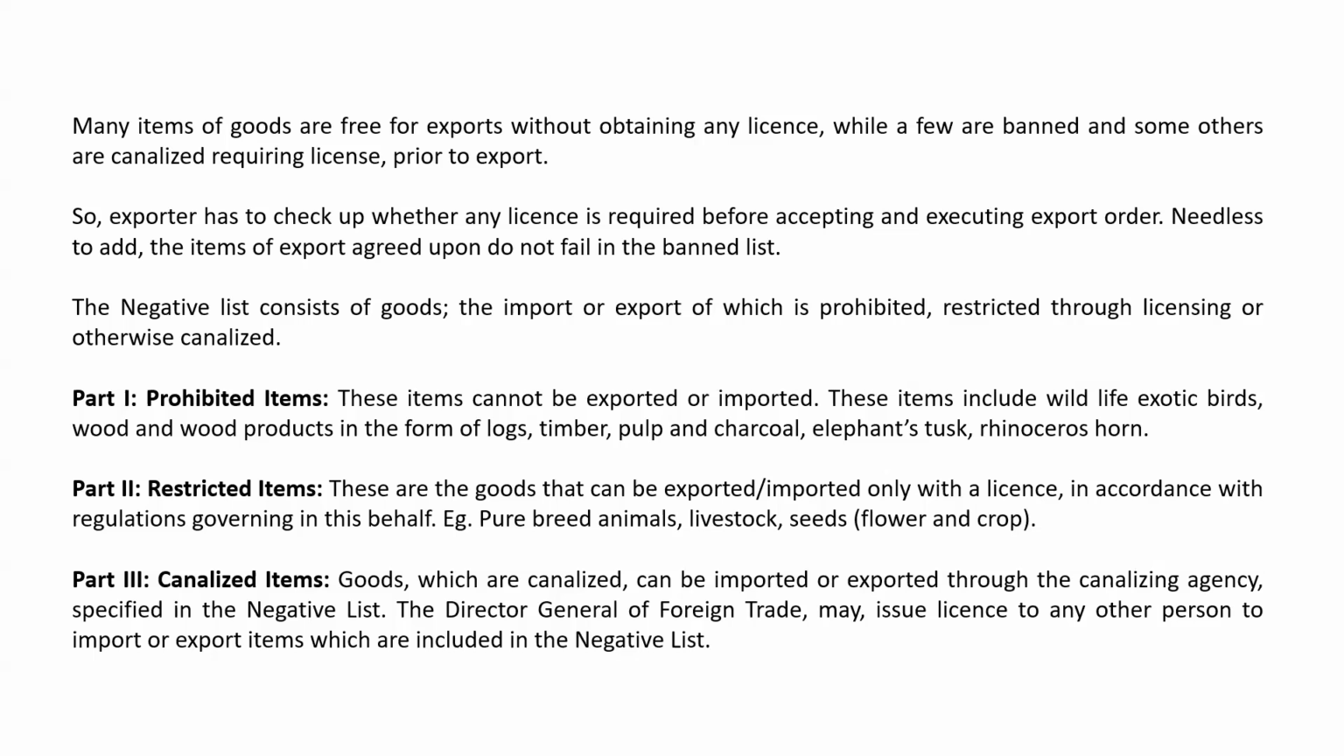Any agricultural produce you are producing, and you want to export at least 500 to 1,000 tons of the agricultural products, or even if it is say 1,000 kgs, you cannot export it by yourself. Even if you are trying to get a permission or license, you cannot export by yourself. So you need to approach a canalized agency.